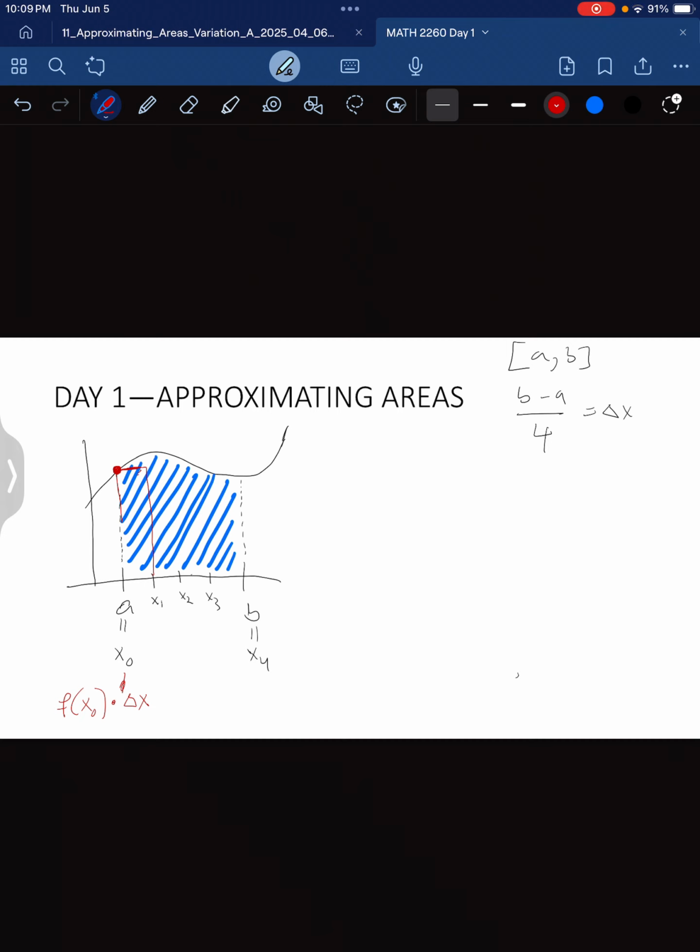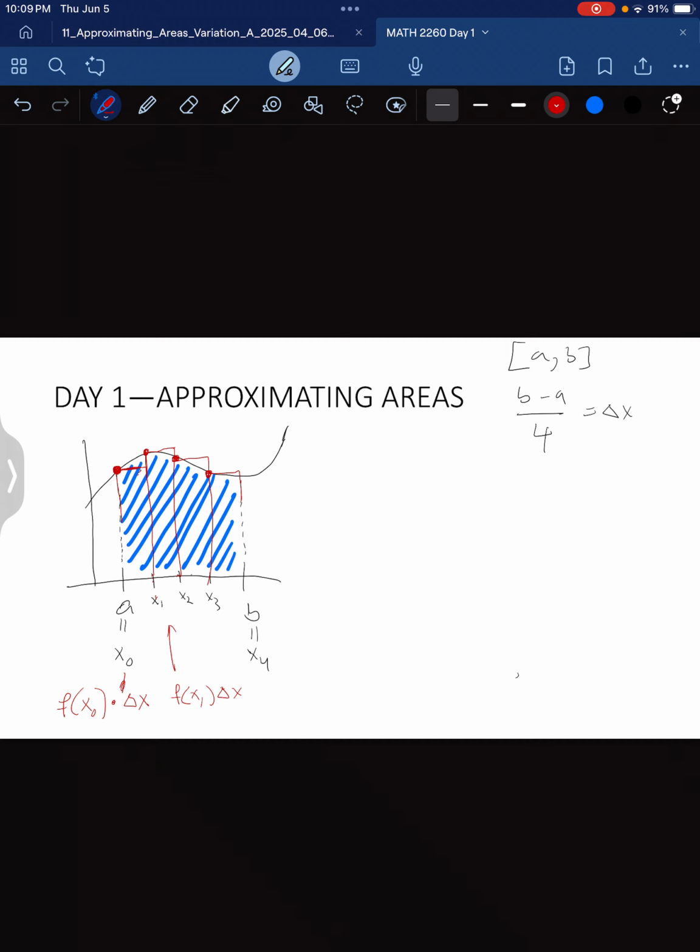And then my second rectangle, its height is going to be determined by the function value at x sub 1, which is right here. And that's going to be kind of a little bit of an overshoot of the function. Okay? So this one is f of x1 times delta x. And then the next one is going to be the function value here at x2. And then the next one will be the function value at x3. So it kind of looks like in one of our rectangles we undershot, and the other three we overshot the function.